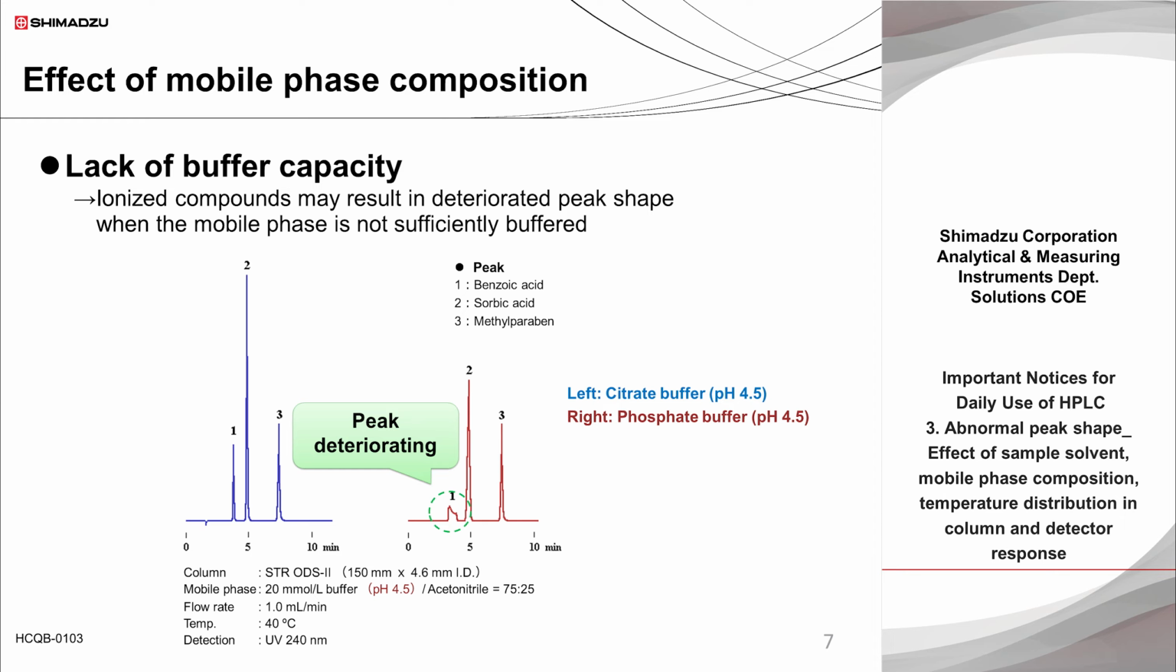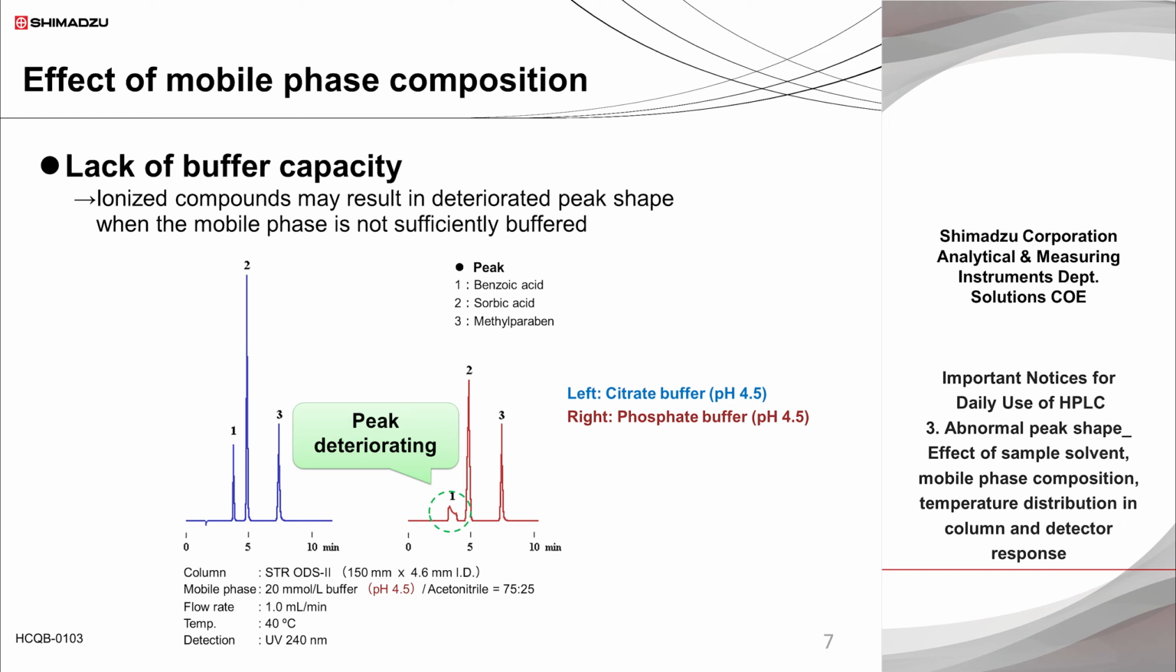If the mobile phase does not have the buffering capacity to maintain a constant pH when analyzing under the above-mentioned condition, the secondary electrostatic interaction between the surface of the packing material and the ionized compound cannot be kept constant, and the peak shape may be deteriorated. This is more pronounced in the case of benzoic acid, which has a larger degree of dissociation than sorbic acid. Undissociated methylparaben is hardly affected. This corresponds to the case of phosphate buffer on the right.